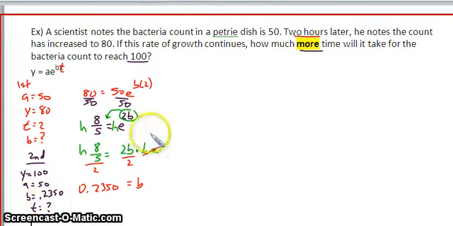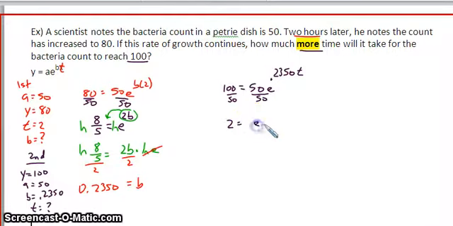So let's go back to our formula. We'll plug in 100 for y. A is going to be 50. e is e. b is 0.2350. And we will solve for time. So isolate the e. We divide by 50. 2 equals e raised to the 0.2350t. To solve this, we would have to apply natural logs to both sides, which will allow us then to write our exponent as a coefficient.